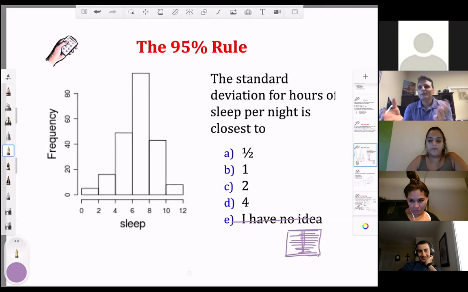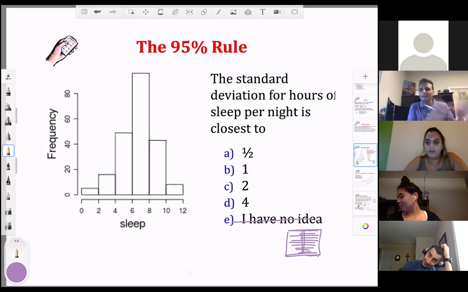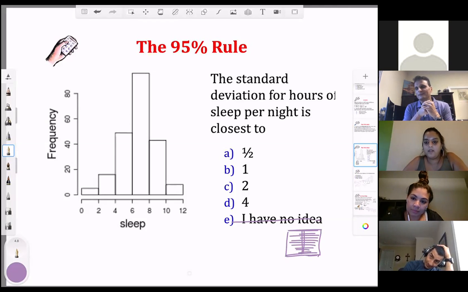So let's say you're working at a big company, there was data, somebody punched it in, they got a histogram. Now they're asking you what is the standard deviation for this? You're getting 10,000 per day. What is the standard deviation here?